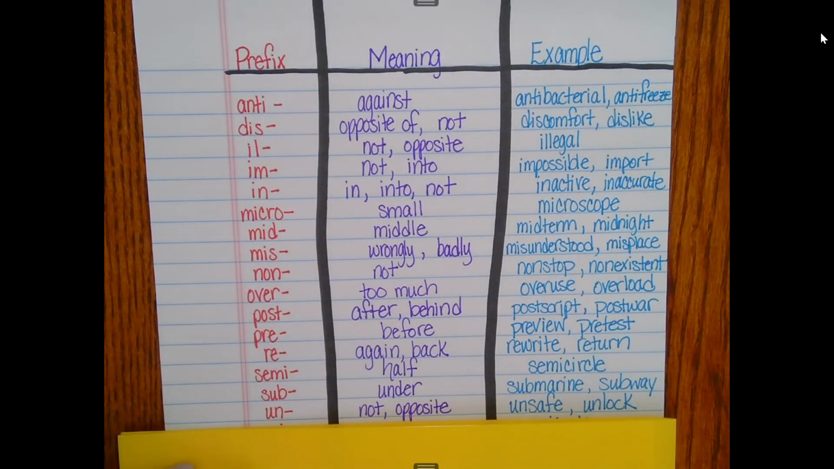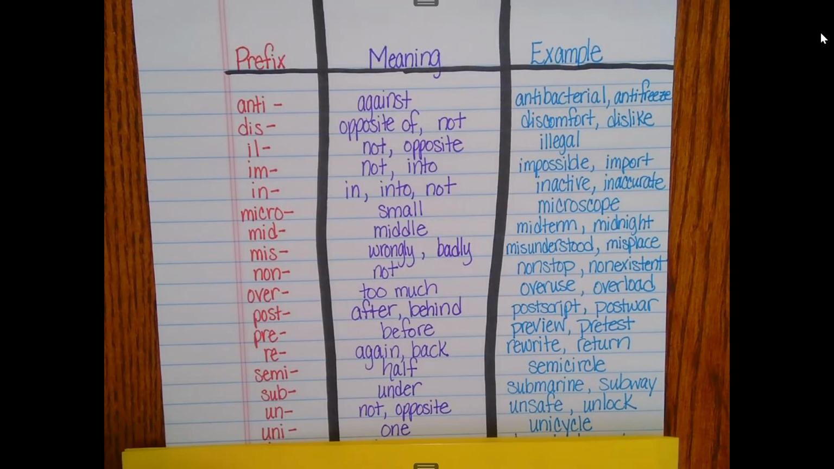Un. The prefix un means not or opposite. For example, unsafe. If you feel unsafe, you feel the opposite of safe. Or you could say you don't feel safe. Unlock. If you unlock a door, it is now the opposite of locked.